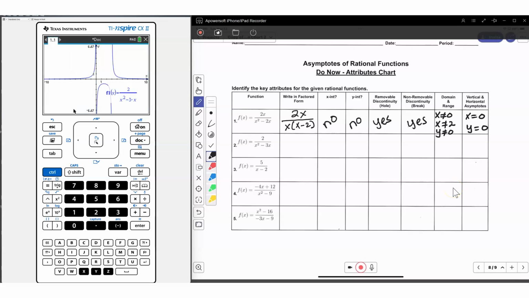We're going to go ahead and answer number 2. We want to know if this is in factored form. If you see the 2, that's in factored form, but if you see the denominator, there's a common factor of x. What I'm doing there is factoring. So I'm going automatically to my hole. I don't have a common factor, so I'm going to say no. And there is a break because I did show it here, so it's yes.